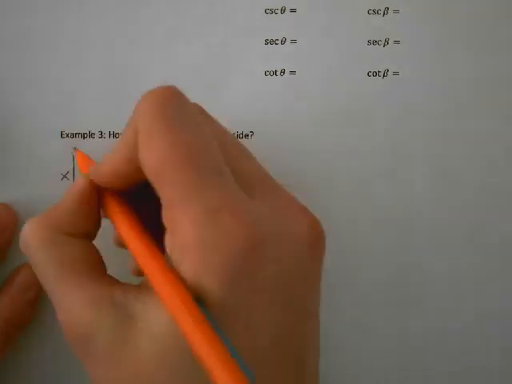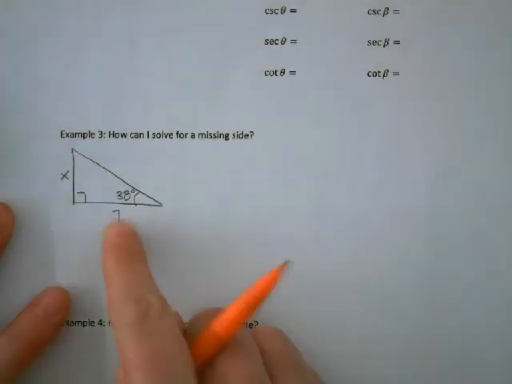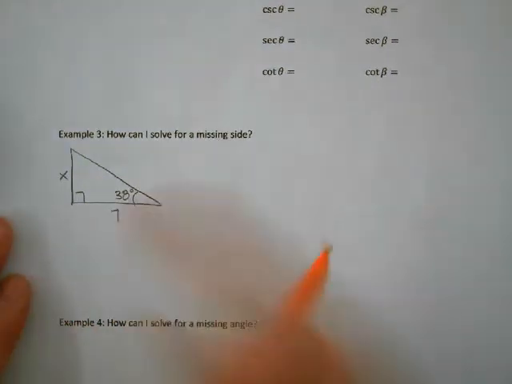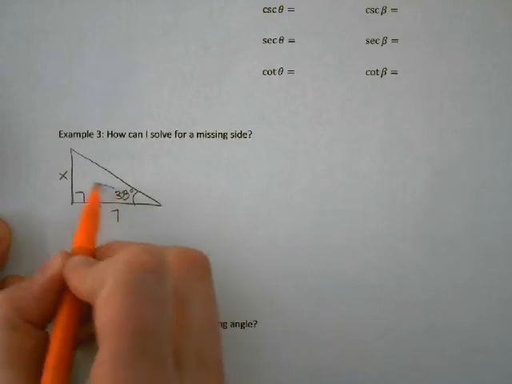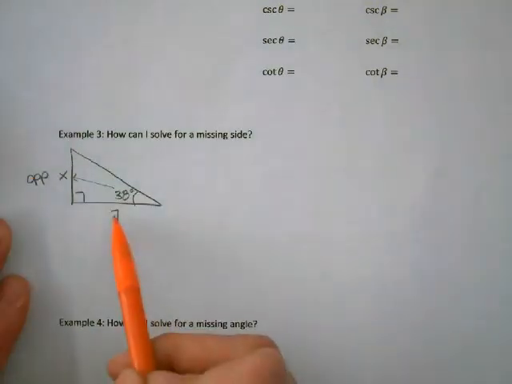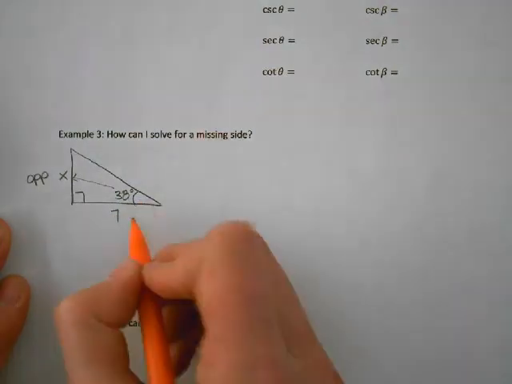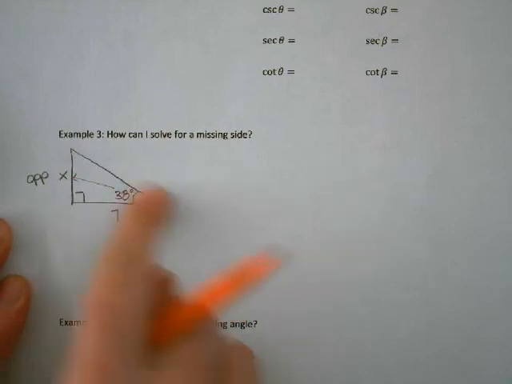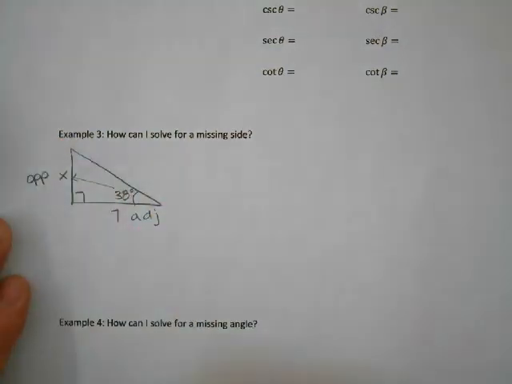So how can I solve for a missing side? The first thing we want to do is label the names of the sides that we do have, so we can figure out which trig function we should be using, which ratio to use. If that's my angle, here's my opposite side, and this side is touching the angle, so this is the adjacent side. I can see here's my longest side, that's the hypotenuse. I'm not going to label it because there's no number there, there's no variable there, so it's not going to help me on this problem.